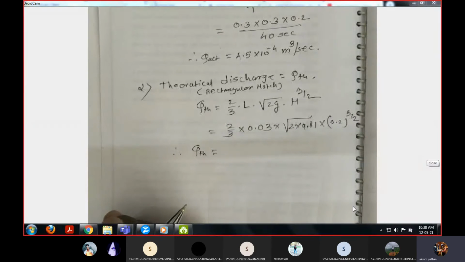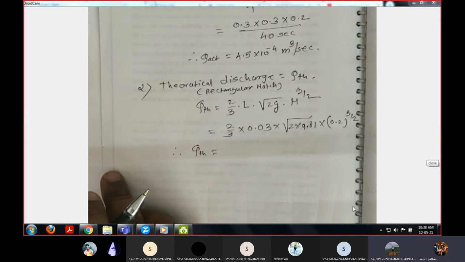Yes, 2/3 into 0.03 into root 2 into 9.81 into 0.2 raised to 3/2. 7.92 into 10 raised to minus 3.